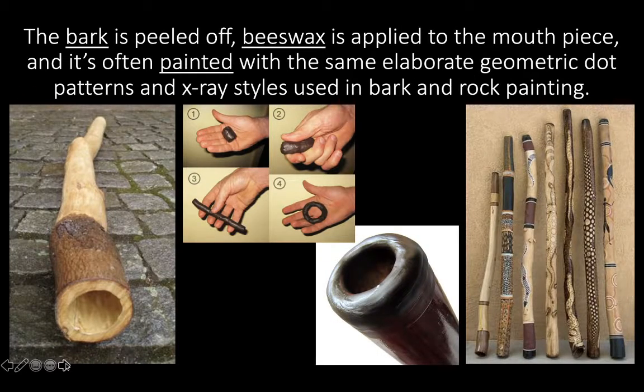So the bark is peeled off, and then beeswax is applied. In this upper graphic, you can see a person has rolled out beeswax into a cylinder, formed it into a loop, and then that loop is applied to the edge of the wood. Of course, if there was no beeswax there, the wood would be rough on your face and could scratch it and be uncomfortable to play. And the great thing is, if that beeswax wears down, you can simply add more.